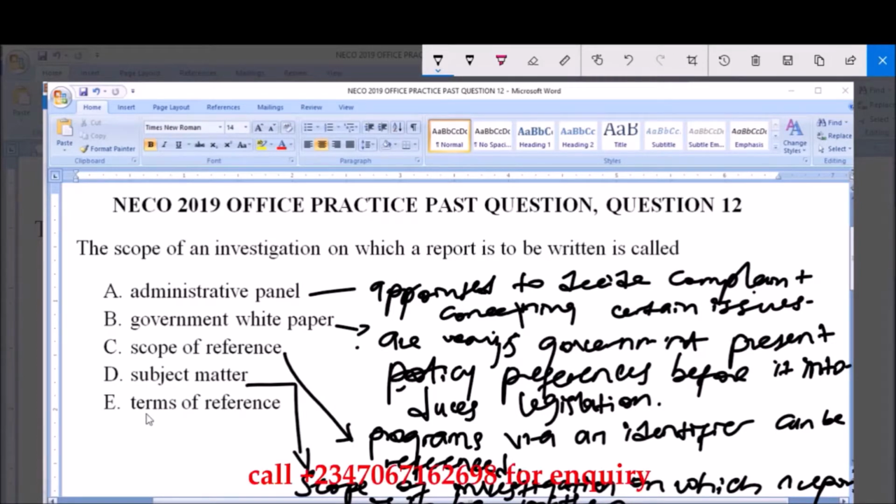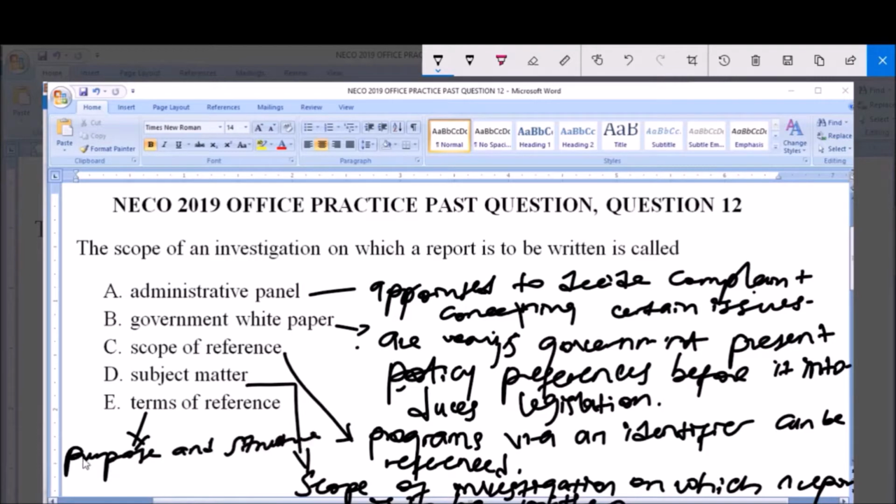Then E is terms of reference. Terms of reference is defined as the purpose and structure of a project, committee, meeting, or people that agree to work together. So the purpose and structure of a project, of a committee, of people who agree to work together, is referred to as terms of reference.